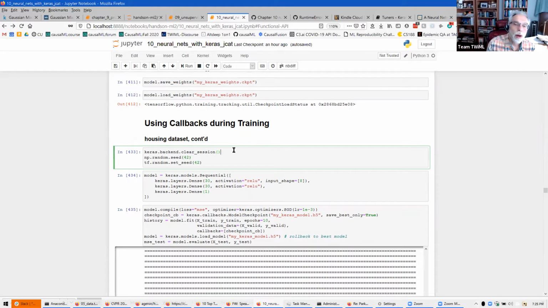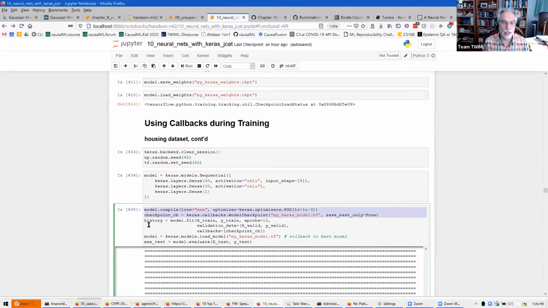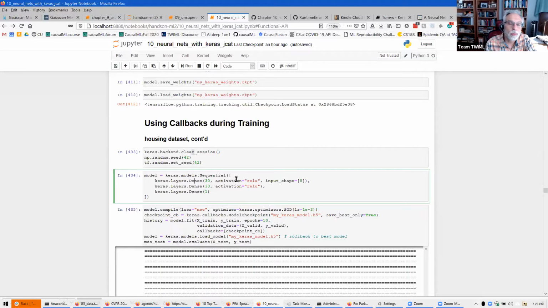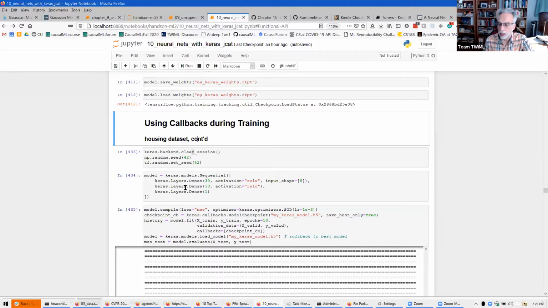Just like FastAI, Keras also has a callback mechanism. If you've been through the pain of the FastAI callbacks introduction, which really hasn't been done that well, at least when I went through it, you'll recognize some of the elements of the callbacks because they do it in a similar way in Keras. So again, they're continuing with the housing data set that we've already worked with.